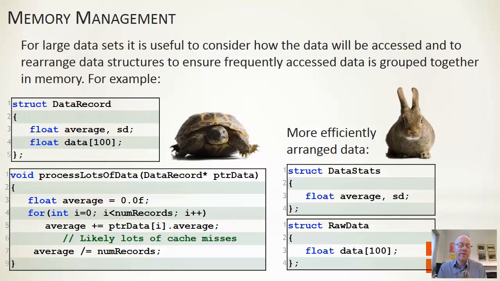Now, if you think about how this is likely to be laid out in memory, we will have one data record following another data record following another data record. Inside our process lots of data, this is the one that calculates the average value. So imagine, let's say, an array of 10 data records. Each data record itself is 102 floats in size, so roughly about 408 bytes. So 408 bytes will be the first record, then 408 the next, 408 the next. We're accessing the average, so we will access the average of the first one. To get the average of the next record, we have to jump forward 408 odd bytes in memory, and that then gives us access to it.